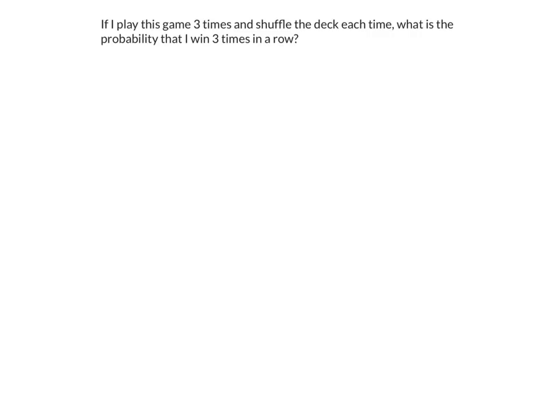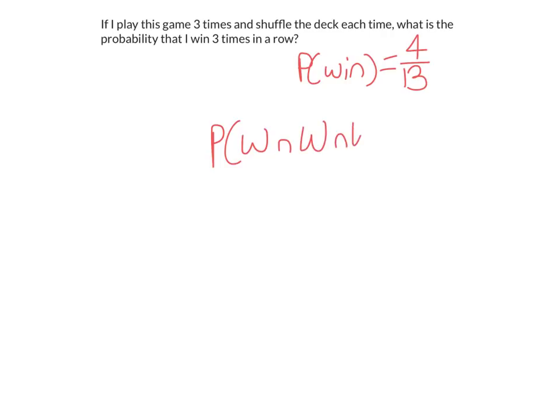Well, I figured out on the previous slide the probability that I win was 4 over 13. So what's the probability I win 3 times in a row? So I'm saying what's the probability I win and then win and win again? Because each time I play is independent of the previous time because I shuffle the deck, because winning the first go doesn't affect whether I'll win the second time I play the game, I can just multiply the probabilities.